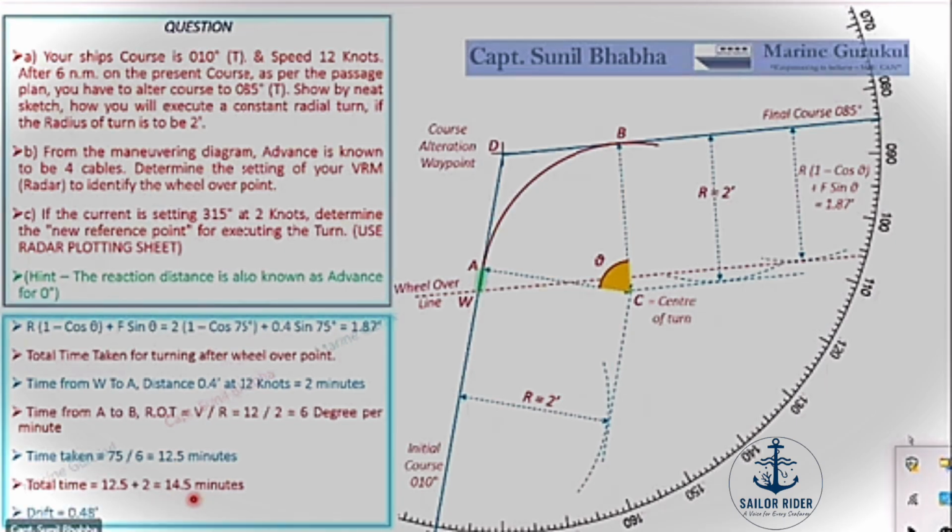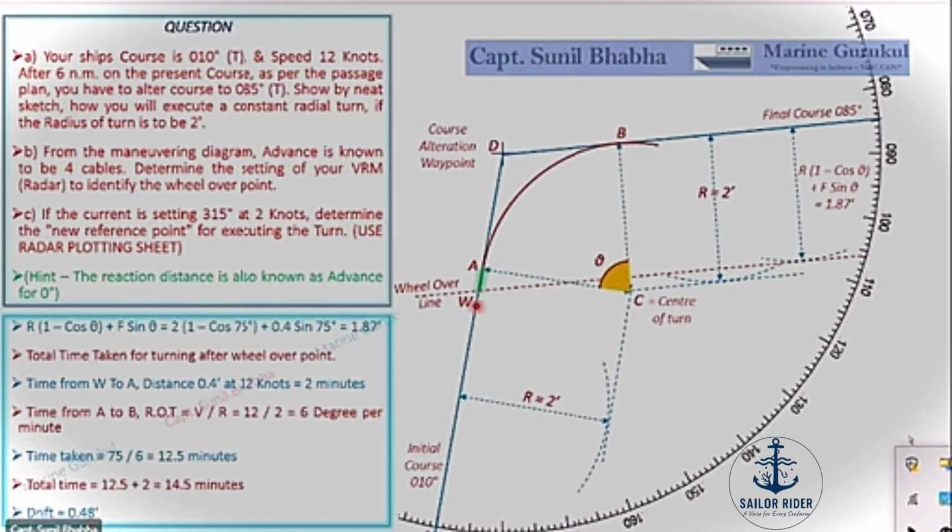We know the rate of the current is given as 2 knots. So with a rate of 2 knots in a duration of 14 and a half minutes, the drift of the current is going to be 0.48 miles. So we now know that the current is going to drift us in a direction of 315 for a drift of 0.48 miles. Now how do we account for this current?